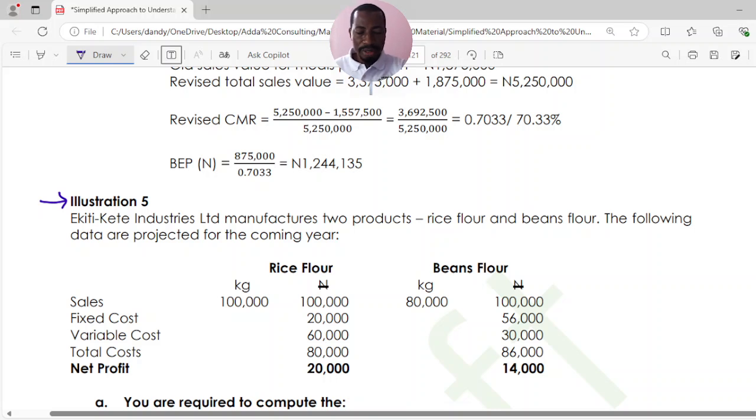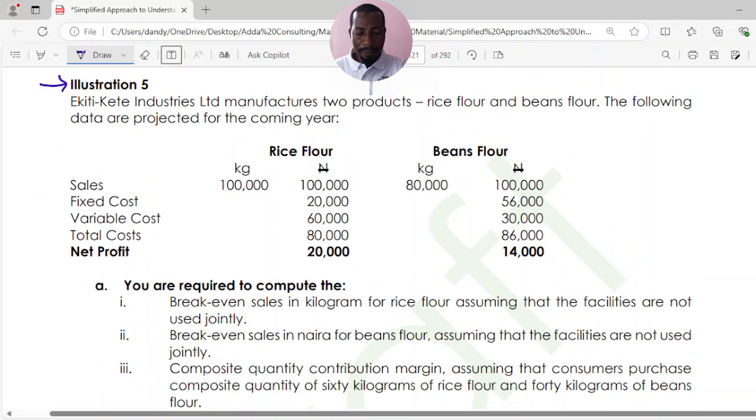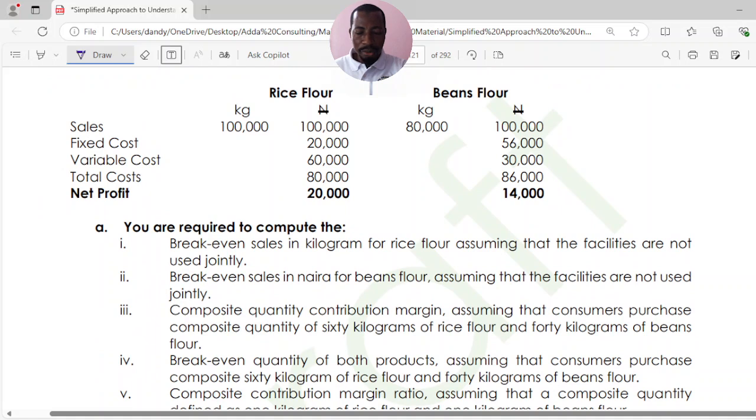Ekiti Industry Limited manufactures 2 products, rice flour and beans flour. The following data are projected for the coming year. A. You are required to compute the break-even sales in kilogram for rice flour, assuming that the facilities are not used jointly. That means the facilities are used separately for rice flour and beans flour, so they are not jointly related. Then 2, calculate break-even sales in naira for beans flour, assuming that the facilities are not used jointly.